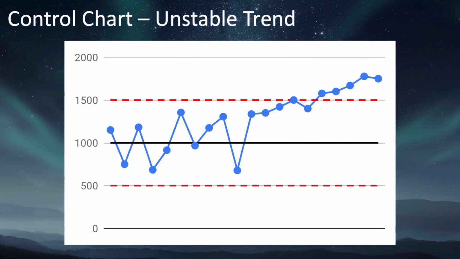If you have several points in a row, all trending in the same direction, and extending outside of one of the control limits, then you have what's known as an unstable trend. Different people will have different rules of thumb for how many points it takes to make a trend. Some may say 4 or 5, while others say 7 or more. It's often easier to see it than to describe it.